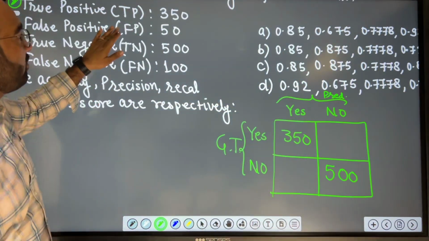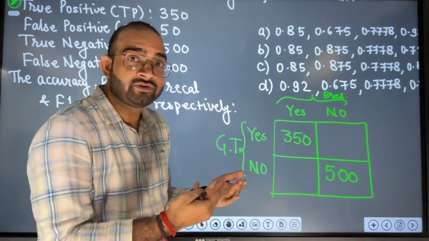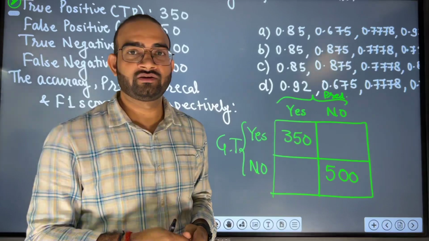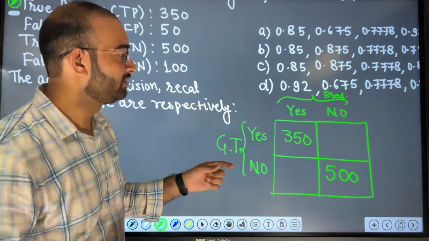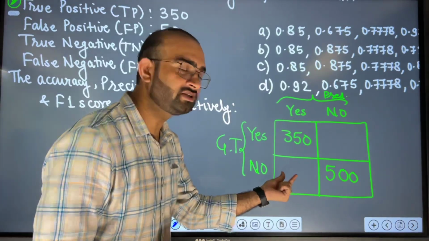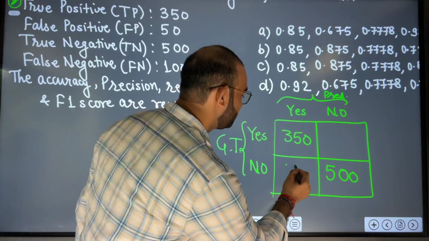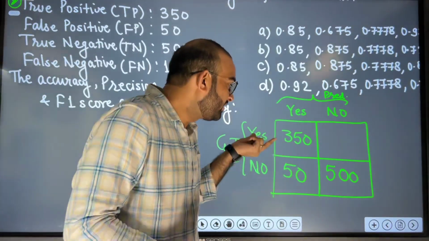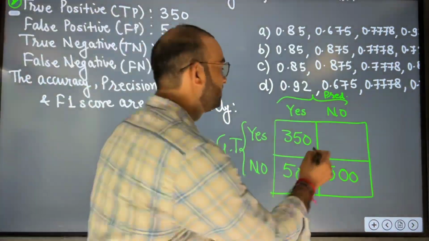Then the second term is false positive. False positive means your model is predicting positive but that is actually false. Means your model has wrongly said positive. That is not exactly positive, that is negative. So it is telling positive here but actually this is not positive. So this will be your false positive. False positive is 50. And false negative: the actual is yes but your model predicted no, so that will be a false negative, and that value is given as 100.